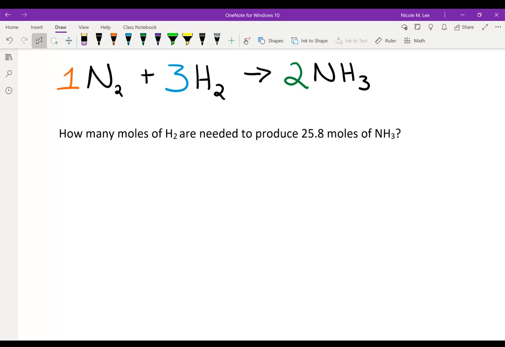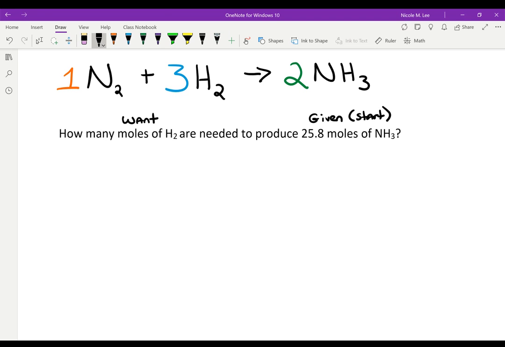So we have a few things going on here. Well, it's asking for how many moles of H2. So this is what I want to solve for here, moles of H2. And what was I given, or where do I start? So 25.8 moles of NH3. Well, that was my given information. And this is where I'm going to start.